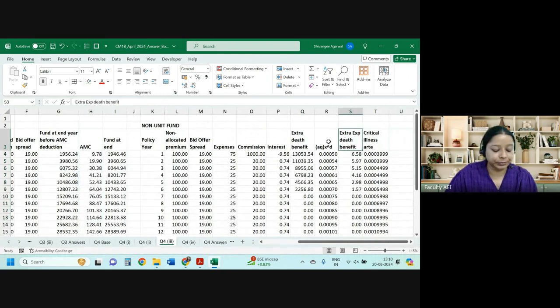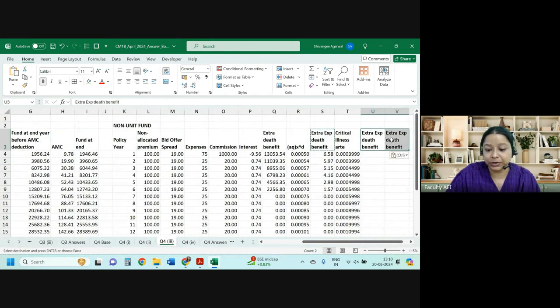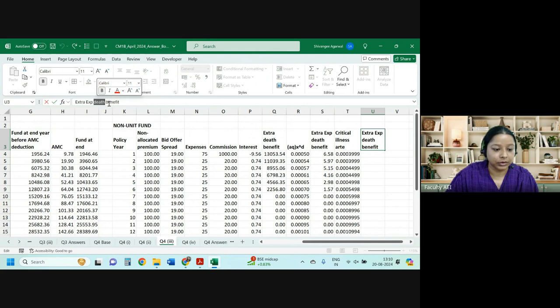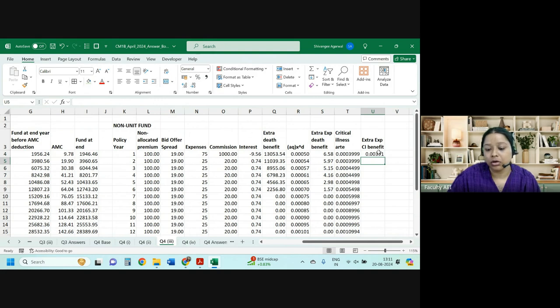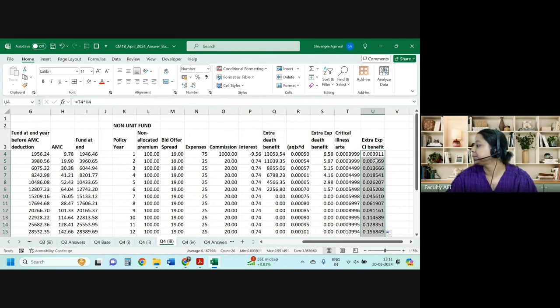So this AMC which you are not getting is your loss. So here, extra expected CI benefit is this thing multiplied by AMC. This is actually a difficult part, although it's only one mark, but it is a tricky part.